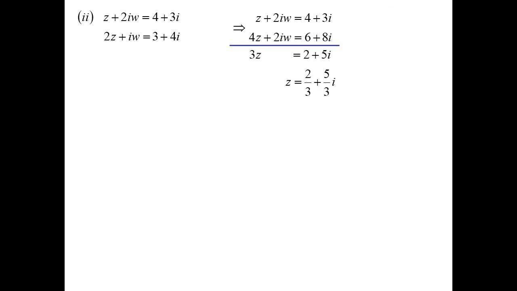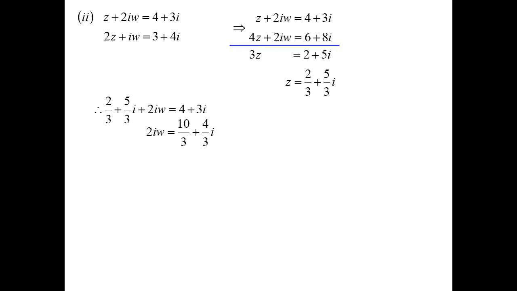Simultaneous equations involving complex numbers. But again, the rules don't change. So how would I approach something like this? Well, I want the coefficient of z or the coefficient of w to be the same. So I'm going to make them both 2iw. That means the second equation there, I've multiplied by 2. Okay, I can eliminate the 2iw. I get 3z is 2 plus 5i. There's z. Substitute back in, I can now find w.